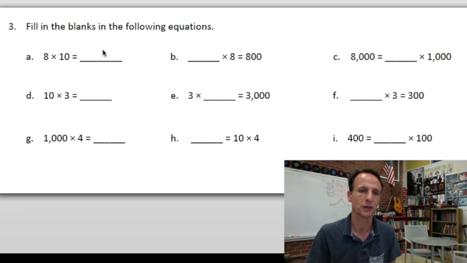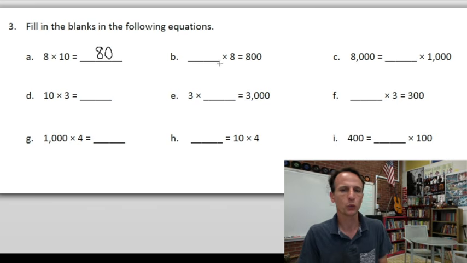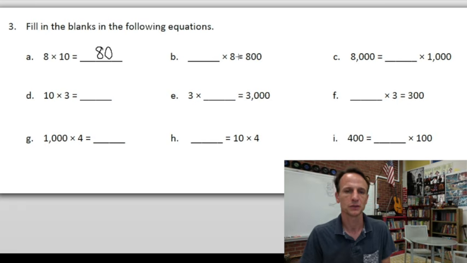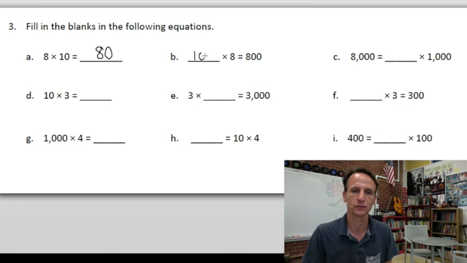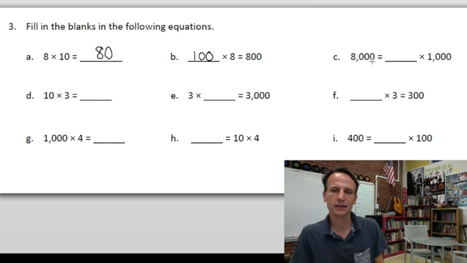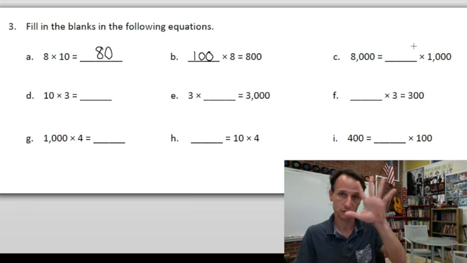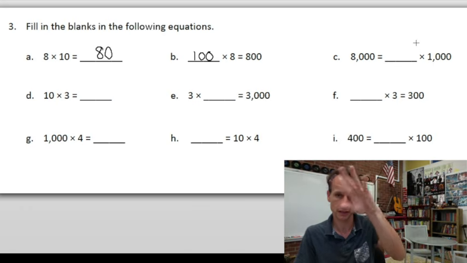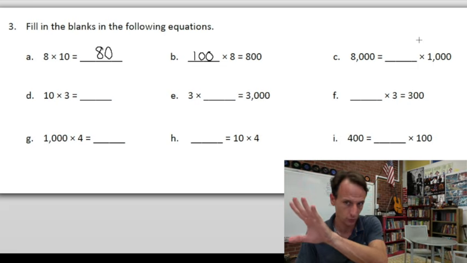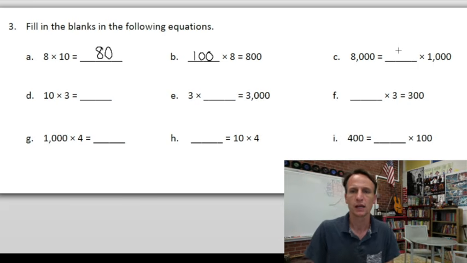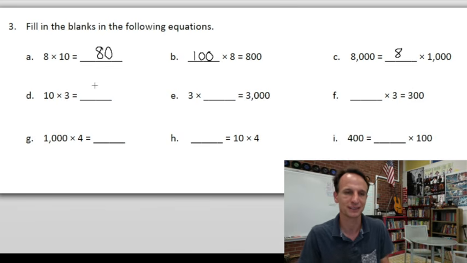So 8 times 10, we know 8 ones times 10 is 8 tens, or 80. Now, what times 8 will give you 800? Well, 100 times 8 will give us 800. And now 8,000, what do we multiply by 1,000 to get 8,000? You picture that place value chart in your mind, that to get 8,000, it's going to be 8 ones times 1,000, okay? And this might seem obvious to you, but down the line, learning it this way will be very useful. This is the introductory lesson, so chill.